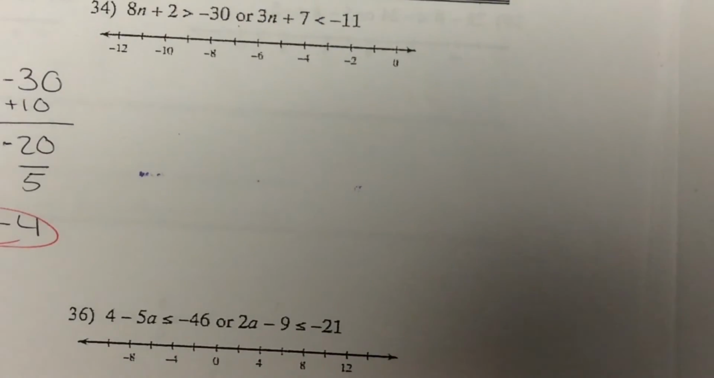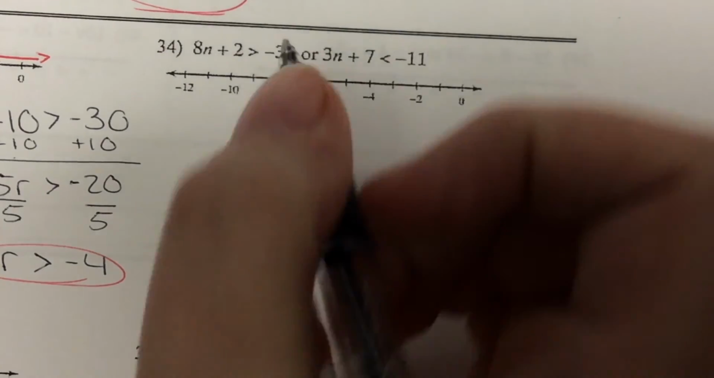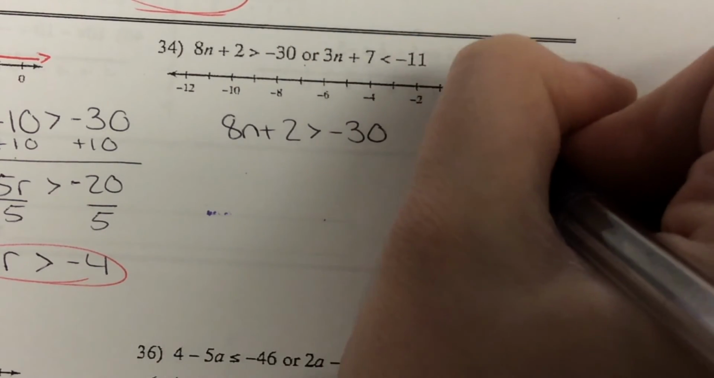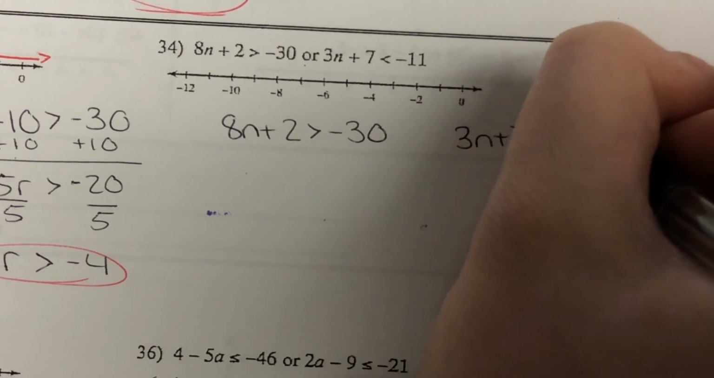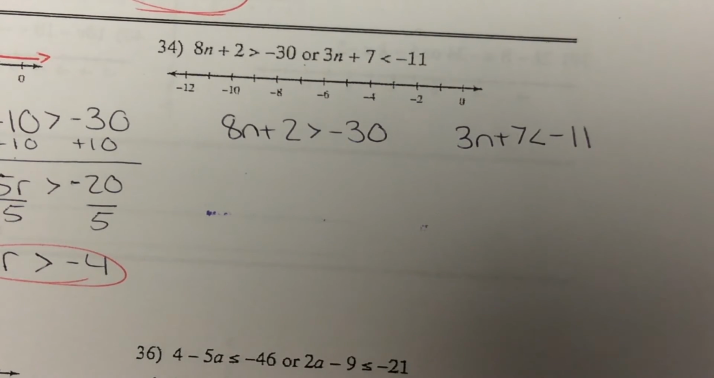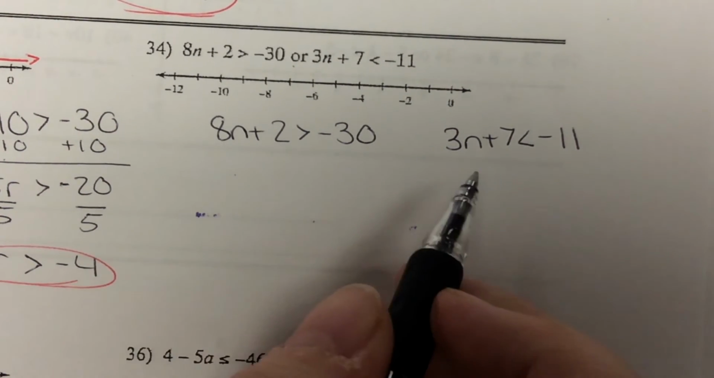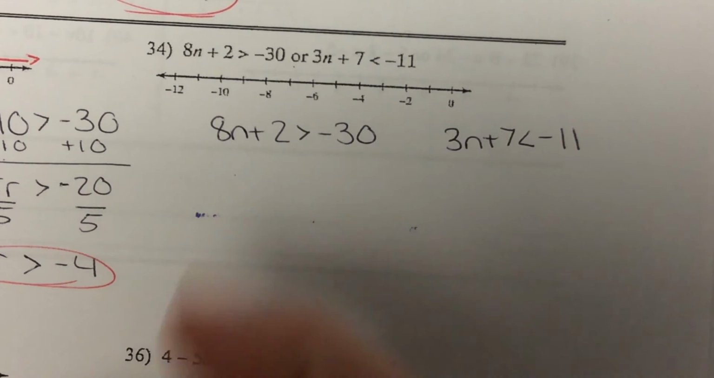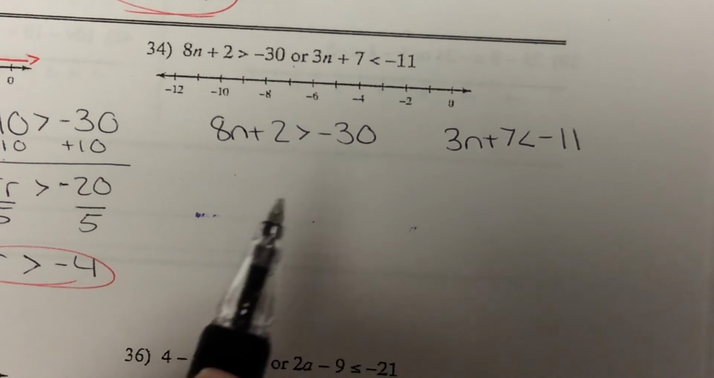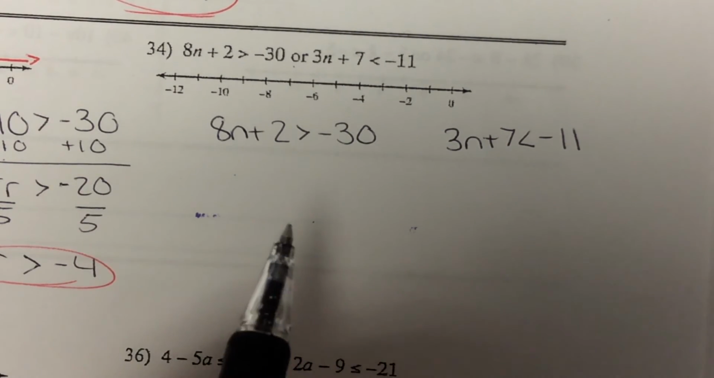In number 34, we're going to go ahead and do what we did last time. Let's write the two inequalities separately. It's greater than negative 30. And then we've got 3n plus 7 is less than negative 11. I'm going to have you pause the video right now. I want you to solve both of these inequalities. Don't move on to graphing yet, though. Just solve them, and when you're done, resume the video and see how you did.